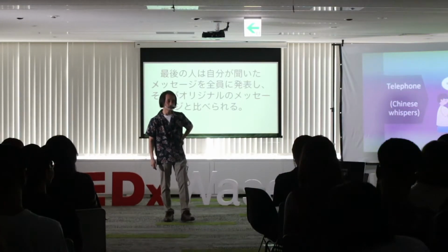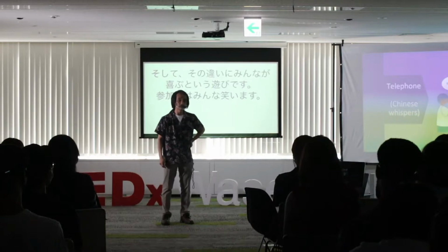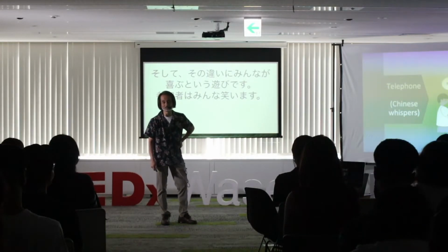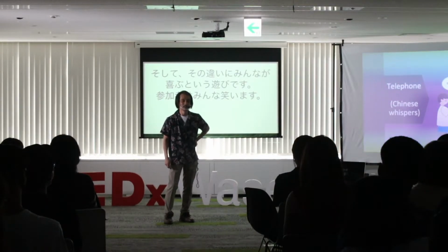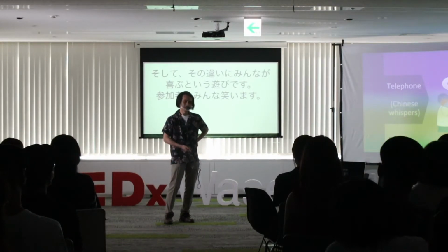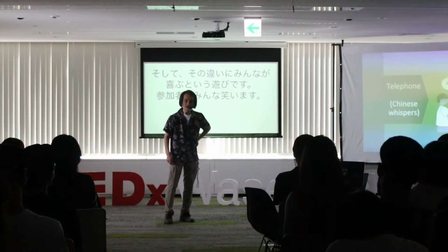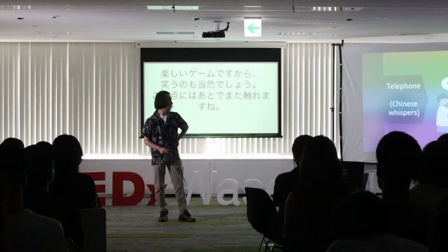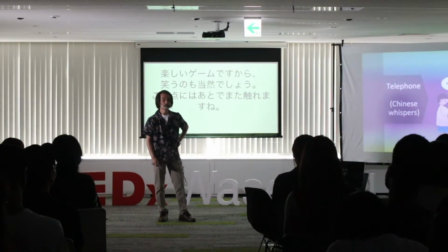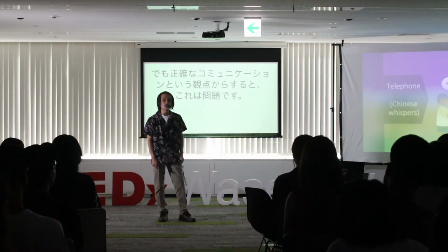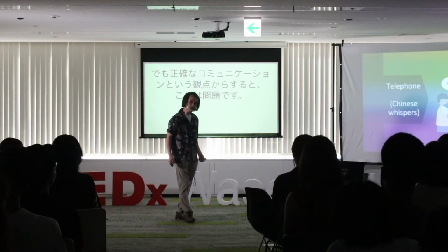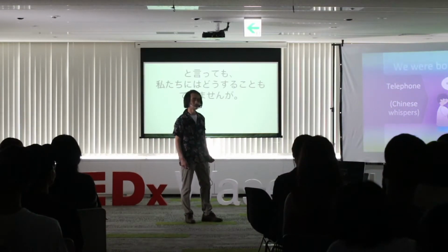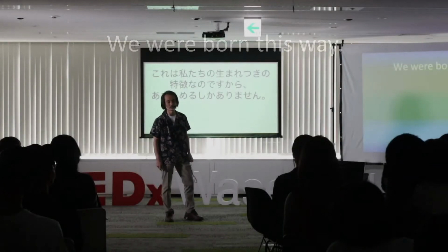Then the original message is compared with the final version, and everybody is amused to find that the two versions are different, and they laugh. I mean, this is a fun game, isn't it? So they laugh. I will come back to this point later. But as far as accurate communication is concerned, this is a problem. Now, is there anything that we can do about it? No. Because we are going this way. There is nothing we can do about it.